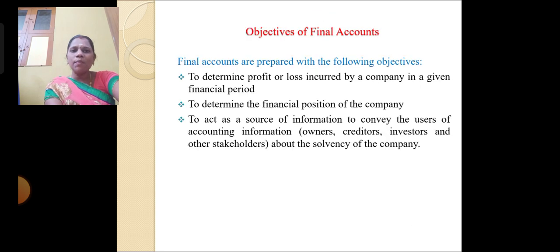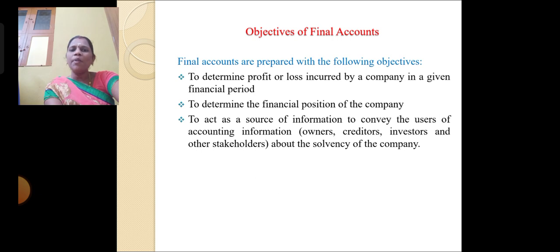Next, we discuss the objectives of final accounts. Final accounts are prepared with the following objectives. With the help of final accounts, you can easily find out the profit or loss incurred by the company for the given accounting period. It is also easy to determine the financial position of the company.